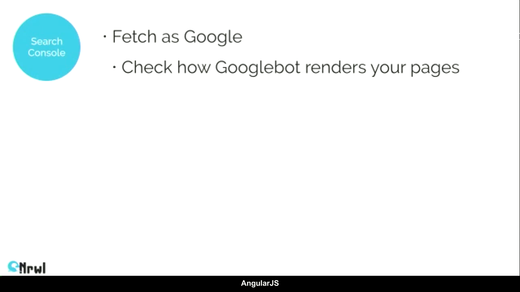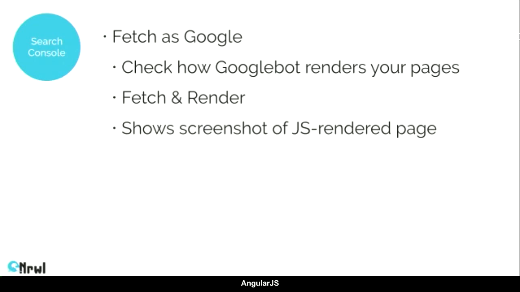When doing a JavaScript application, you can also ask it to render your page. So rather than just hitting the server and bringing back the response and showing you the source from that, it'll also render your page how it would render your JavaScript application and show you a screenshot of that, so you can see how it looks to the bot and what content it's going to see.